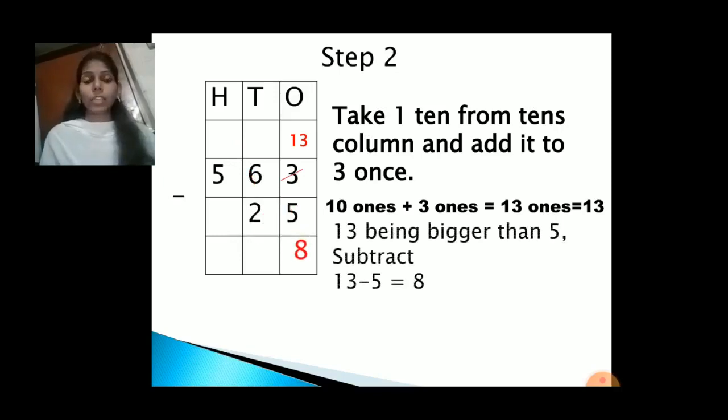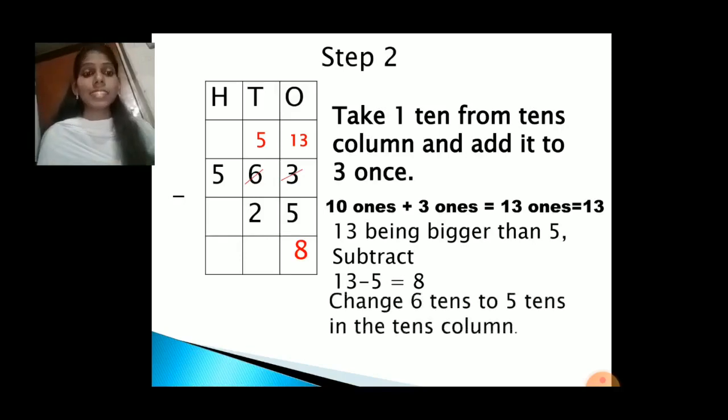So, 13 being bigger than 5, we can subtract 13 minus 5 equals 8. Okay. Now, before we took 1 tens from the tens place, right? So we will change 6. We will cut 6 and instead of 6, we will write 5. So we change 6 tens to 5 tens in the tens column.